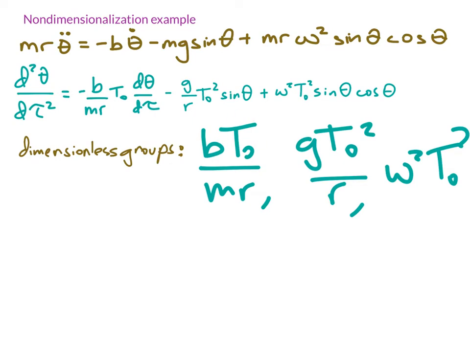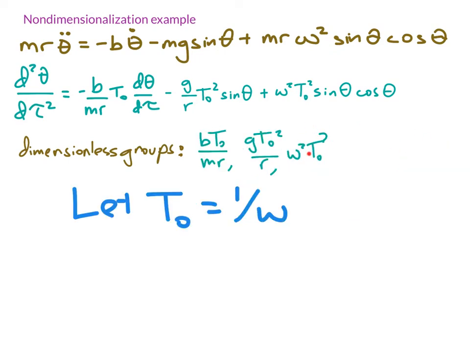I have one arbitrary constant that I have control over, that's t0, and so I get to choose t0 so that one of these groups disappears and becomes 1. I don't want to get rid of b t0 over mr. That's because I want to be able to compare the relative size of these two terms, and so I want this group to stick around. I'm actually going to choose to get rid of this group. To get rid of that group, I want it to be set equal to 1. For this to be 1, I need to set capital T0 to be 1 over omega. So now I've chosen my dimensional time scale that I'm using to non-dimensionalize the problem.